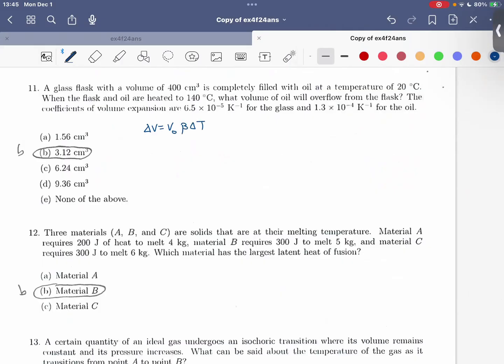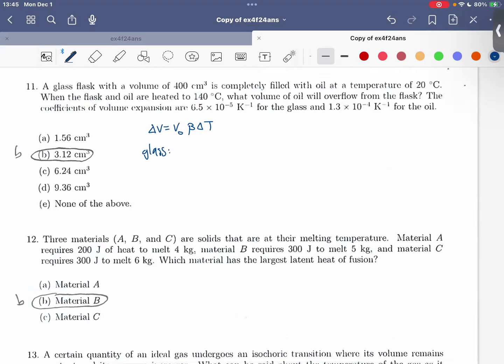Okay. And so we're told that we have a glass flask that's completely filled with oil. You heat it to 140 degrees Celsius. What volume of oil will overflow from the flask? So we'll just calculate the volumetric expansion of the glass and then the volumetric expansion of the oil. So let's start with glass right here.